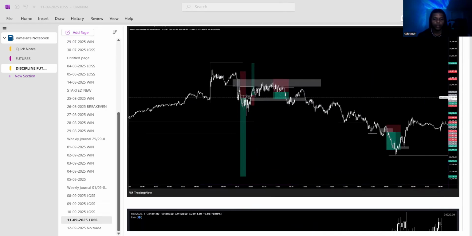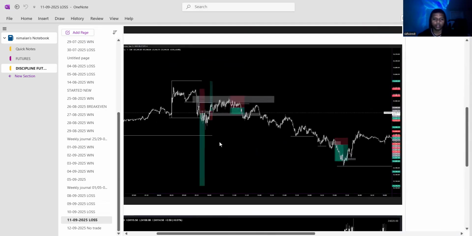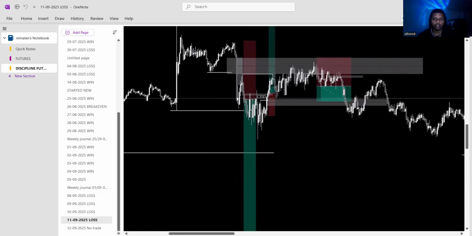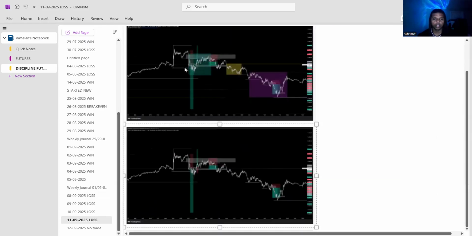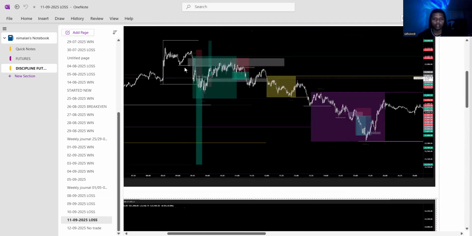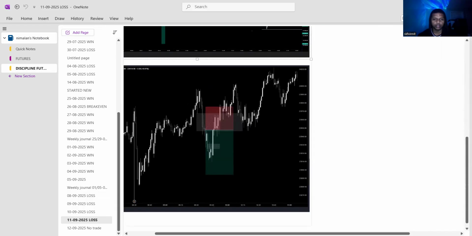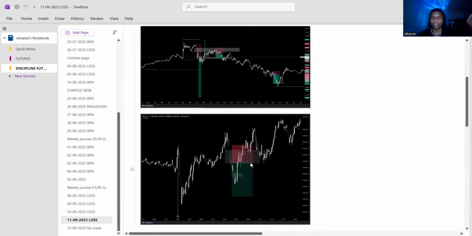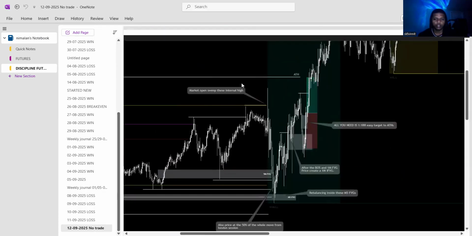Thursday we got a buy entry. I'm just looking at the buy entry. Where else? Anyways, that's the buy entry. There you go. Buys. I didn't actually trade.